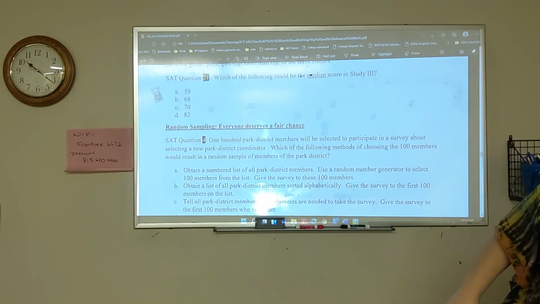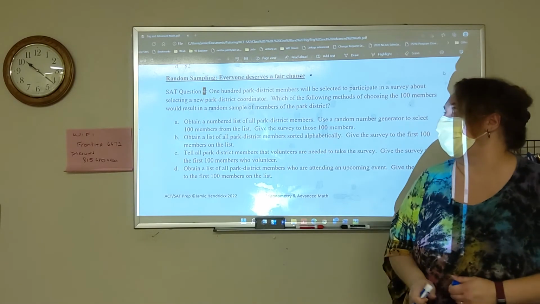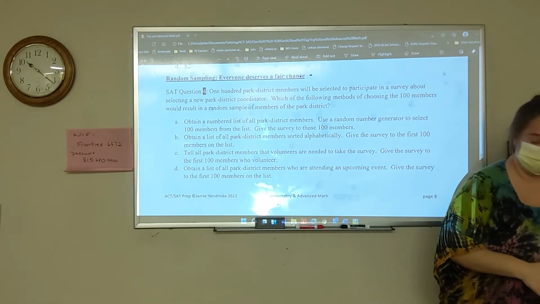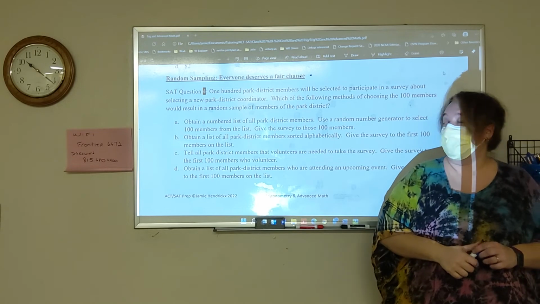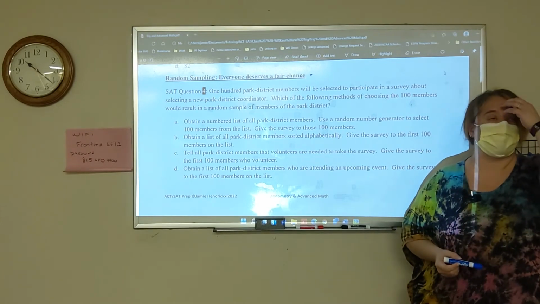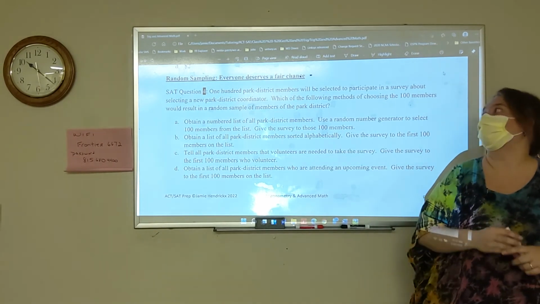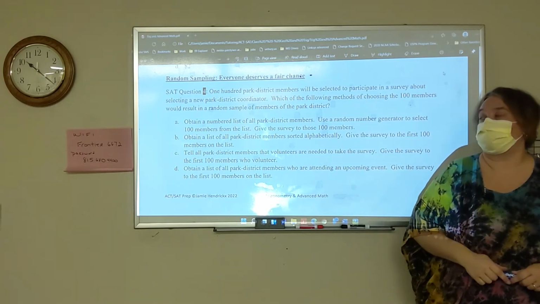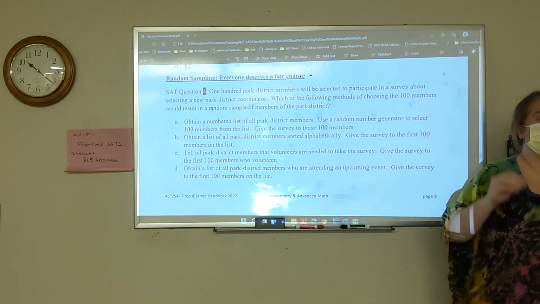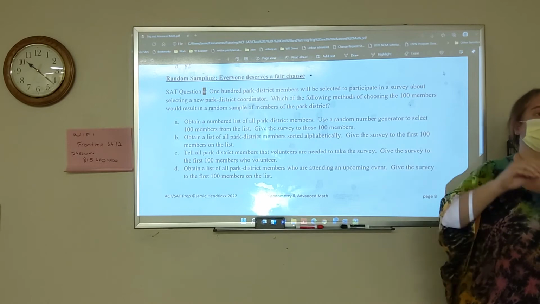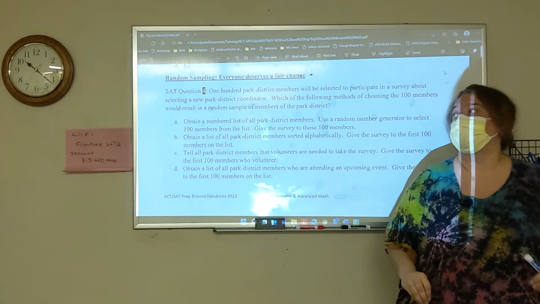Your next question is about random sampling. The word random means different things depending upon what class you're taking. If you have AP Stat or something, the word random means something different than what it means on your SAT. For your SAT, the word random simply means, does everyone have a fair chance of being picked? That's the definition of random, okay?